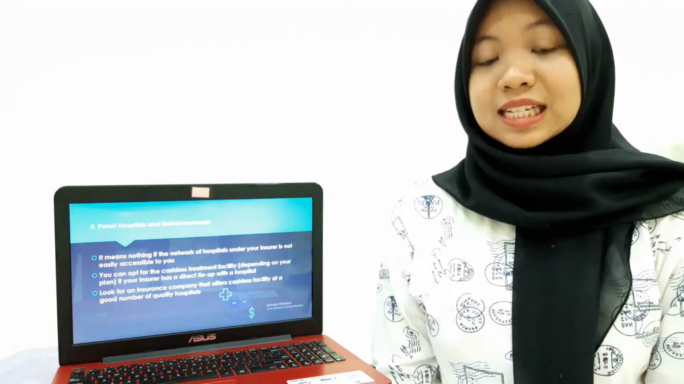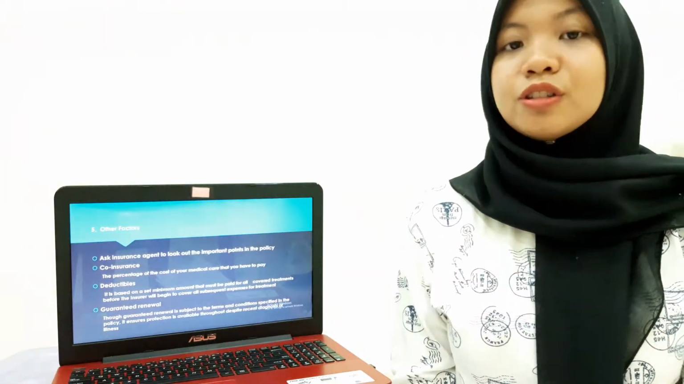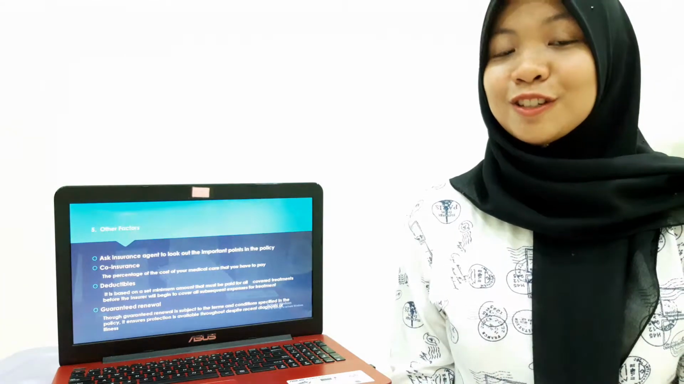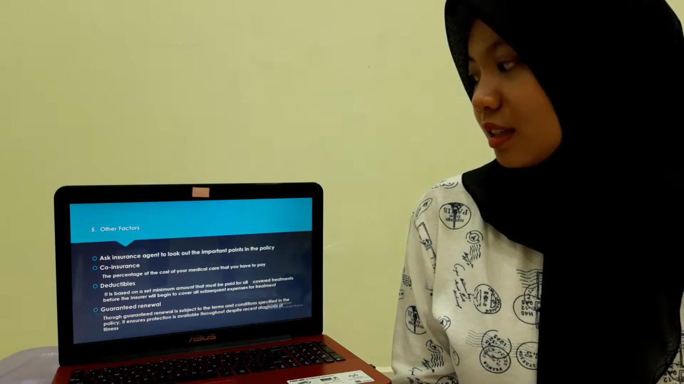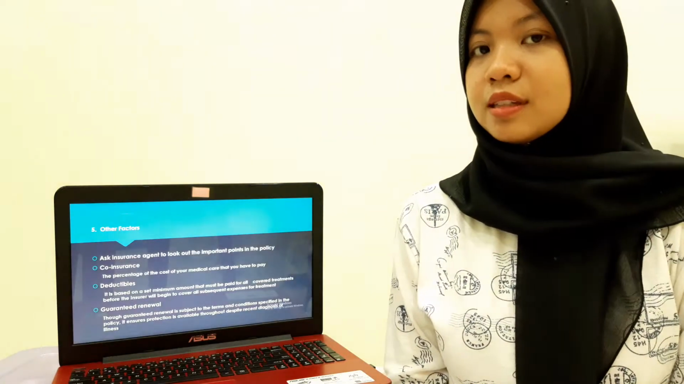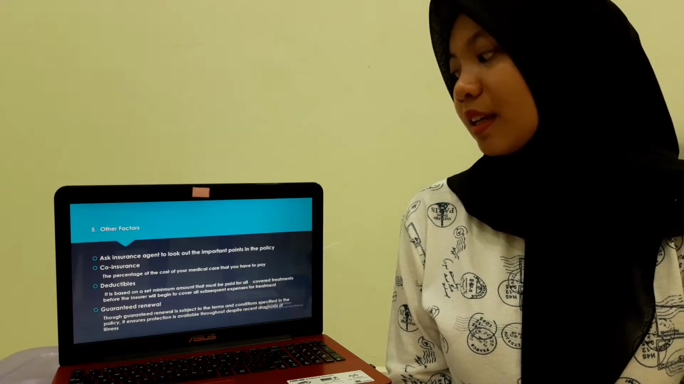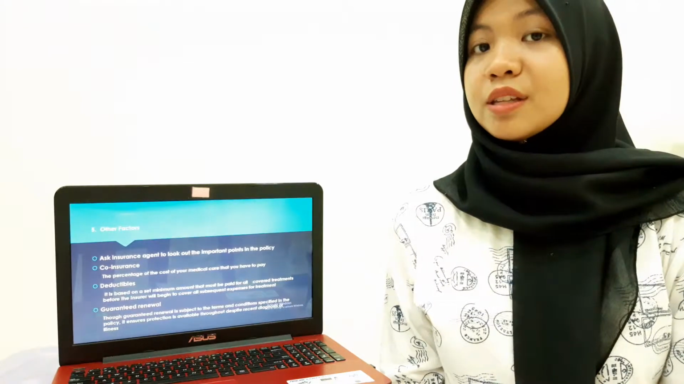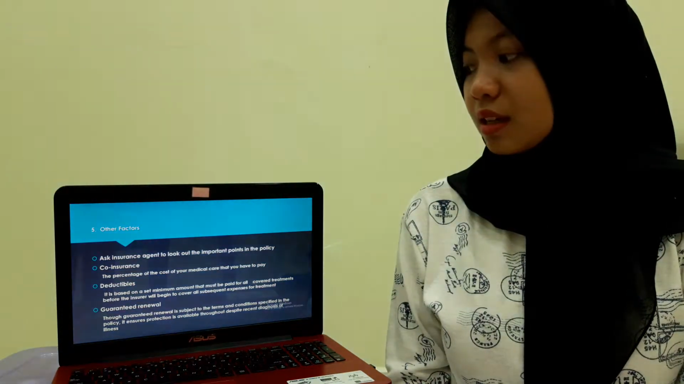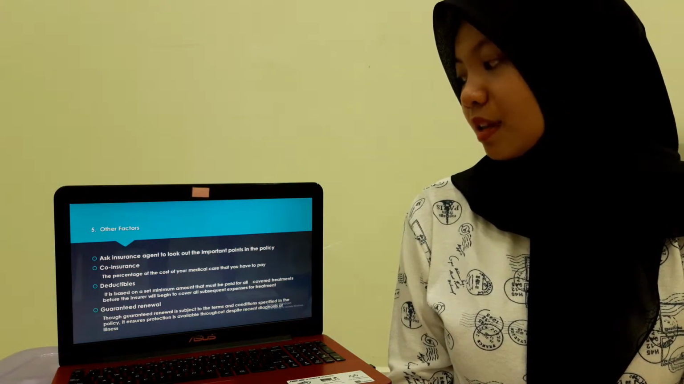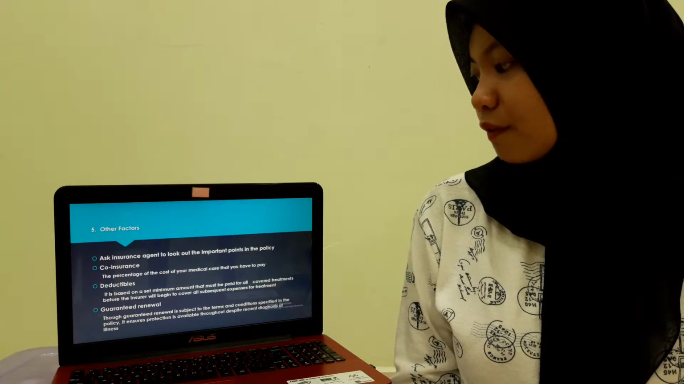And last but not least, there are other important factors you should check in your insurance policy. The first one is to ask the insurance agent to look up the important points in the policy. So the first one is co-insurance, which is the percentage of the cost of your medical care that you have to pay. You should consider plans with co-insurance if you want a lower premium. The next one is deductible. It is the set minimum amount that must be paid for all covered treatments before the insurer will begin to cover all subsequent expenses for treatment.